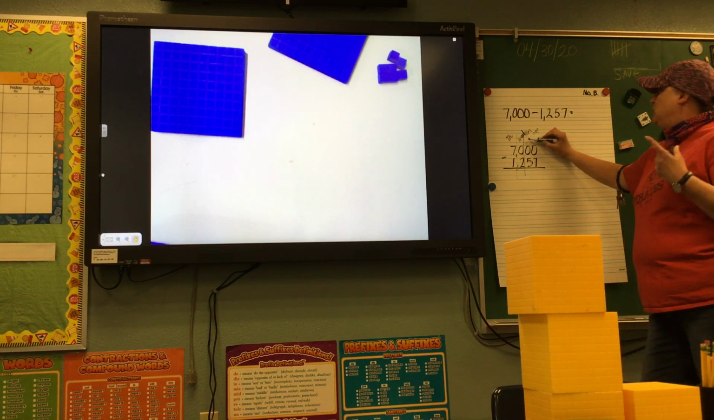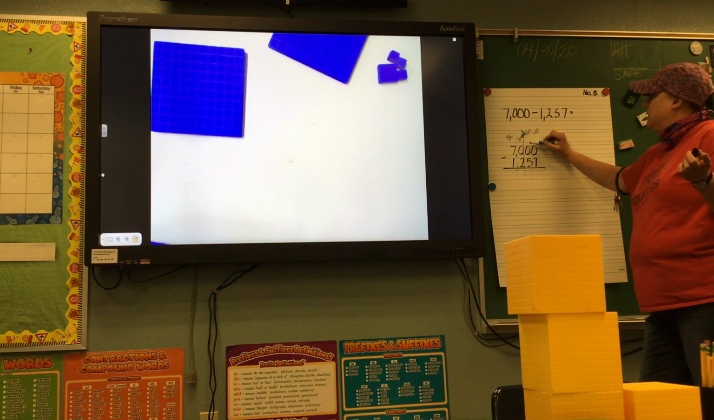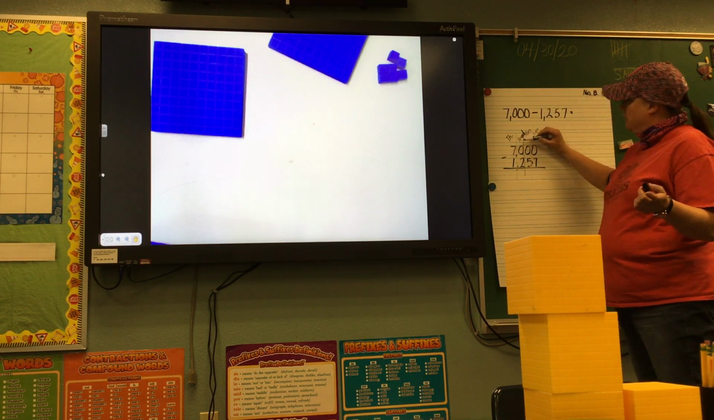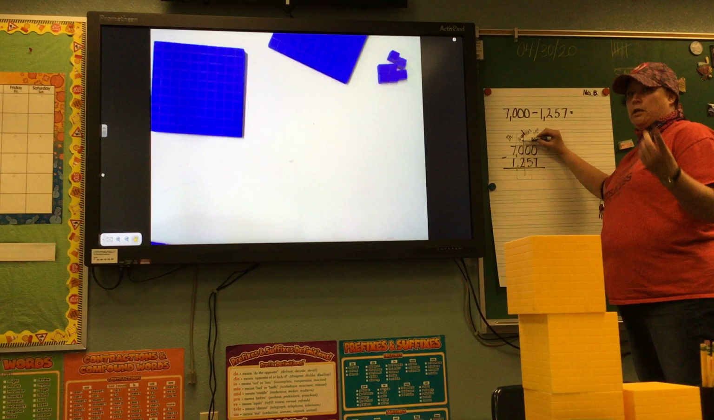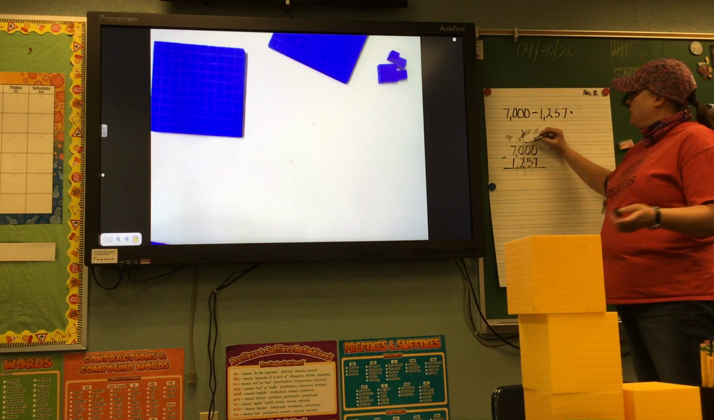Remember, I can chop those 10 sticks back into ones, but there's no 10 sticks. So I'm going to have to keep going. I'm going to go to the hundreds, because I can chop up hundreds flat into 10 sticks, but there's no hundreds flat, so I got to keep going.